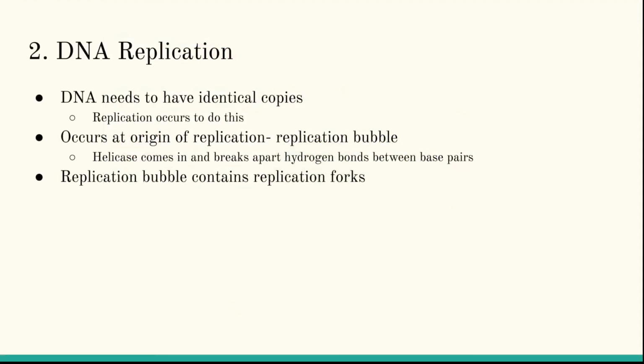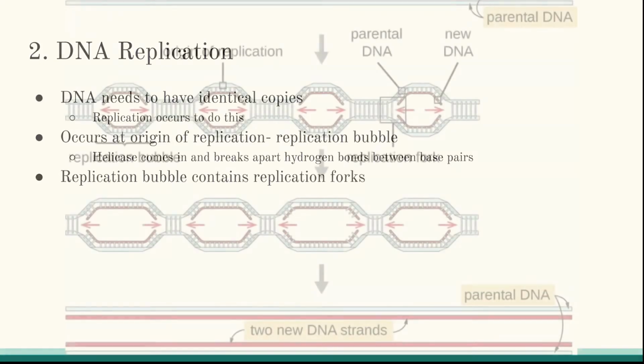In order for DNA to carry out its functions, it needs to have identical copies. This is where replication is needed. This happens at the origin of replication, but more specifically, the replication bubble. Here, helicase comes in and breaks apart the hydrogen bonds between the base pairs, creating a space in between the 2 strands of DNA. The replication bubble also contains the replication forks.